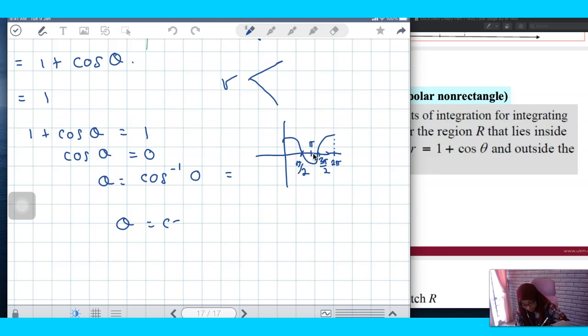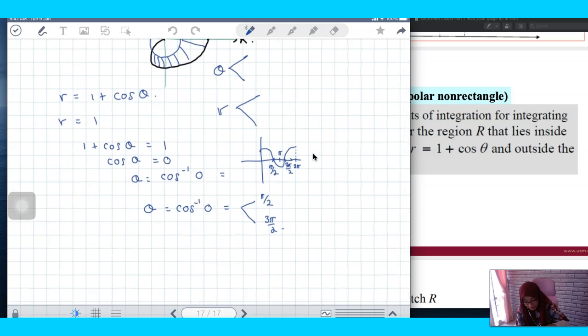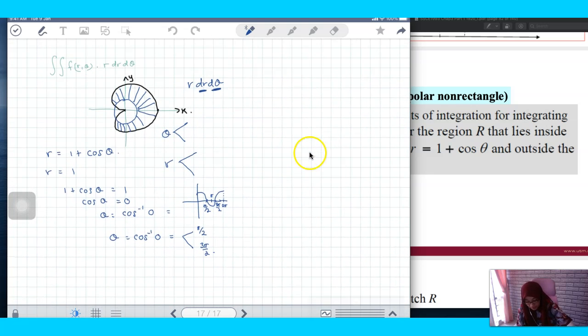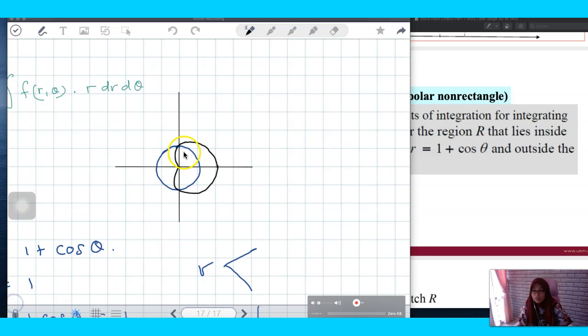Cos theta is 0 at pi over 2 and also 3 pi over 2. Meaning that the intersection points here are located at theta equal to 90 and 270 degrees. So my sketching is not correct, and we have to correct that. Because we know that the intersection between the circle and the cardioid should be at 90 degrees and 270 degrees. So you have to make sure they intersect at this point.